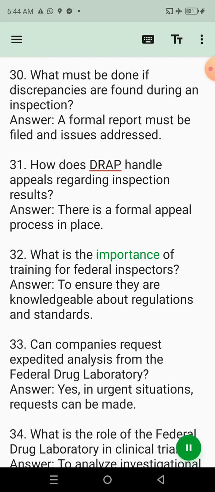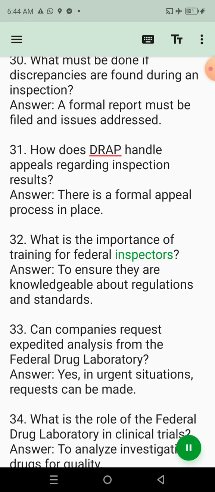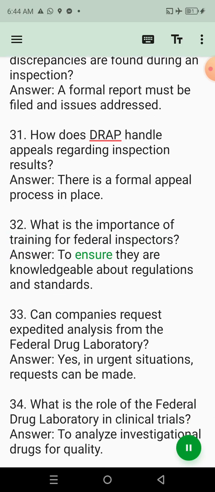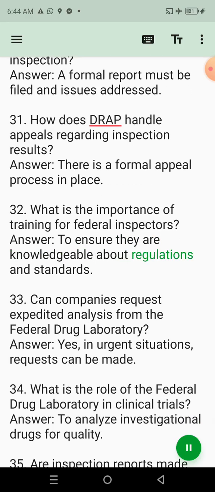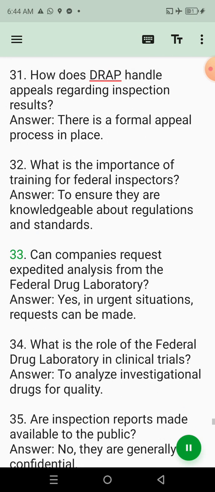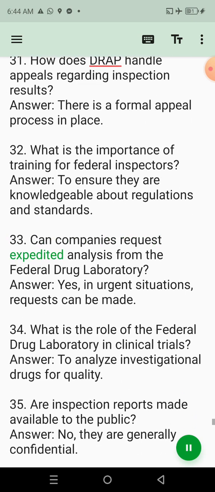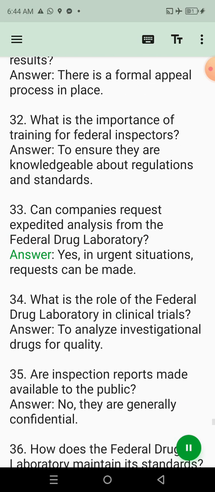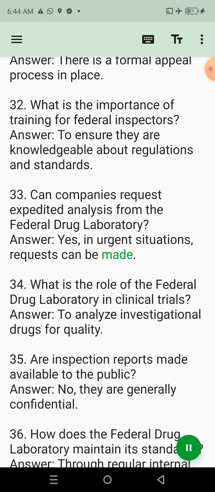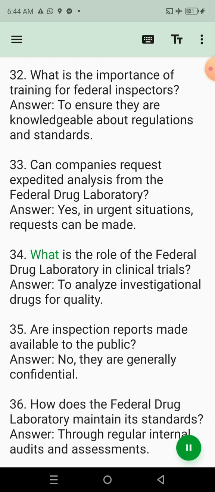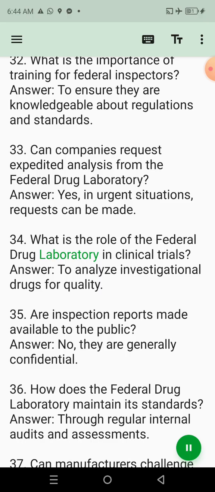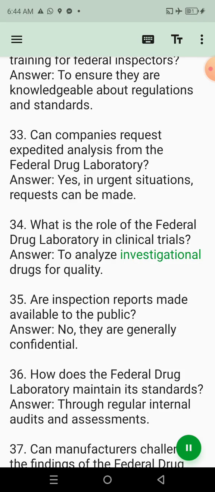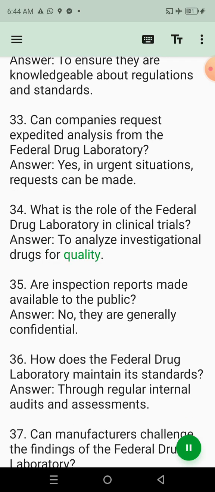32. What is the importance of training for federal inspectors? Answer: to ensure they are knowledgeable about regulations and standards. 33. Can companies request expedited analysis from the Federal Drug Laboratory? Answer: yes, in urgent situations, requests can be made. 34. What is the role of the Federal Drug Laboratory in clinical trials? Answer: to analyze investigational drugs for quality.